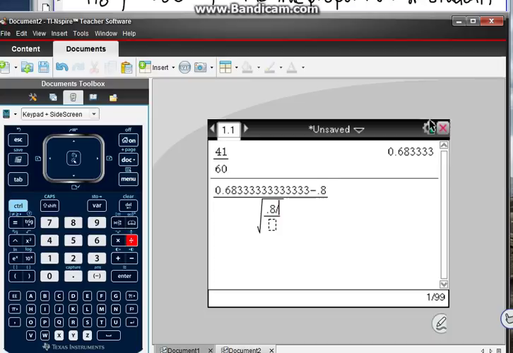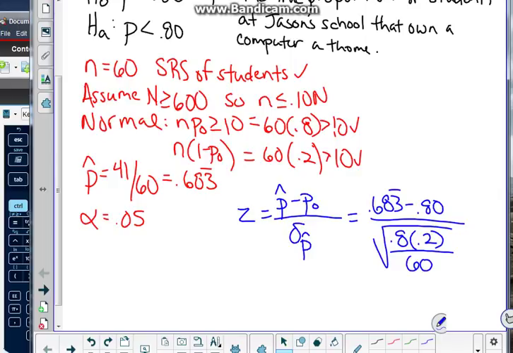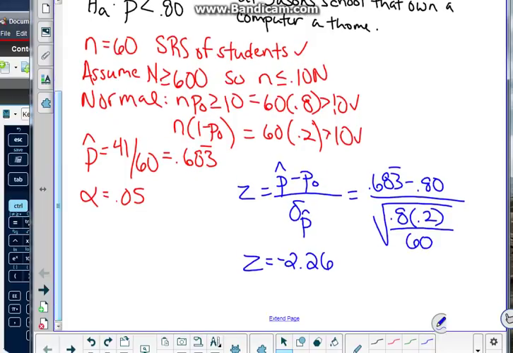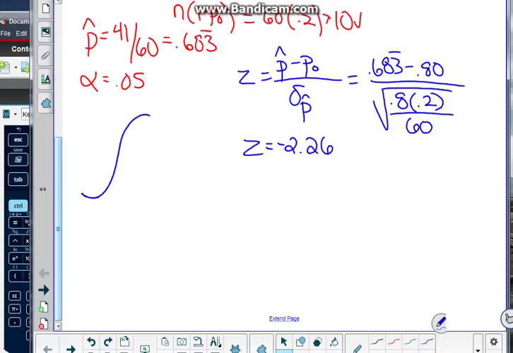0.8, not divided by, times 0.2 divided by 60. We get negative 2.259. We'll go and round that to negative 2.26. So that's my z star. Or not my z star, I'm sorry, my z, my test statistic. Negative 2.26. So what that's telling us is that if we were to look at the sampling distribution of all possible samples of 60 students from Jason's school, the mean would be, we assume, 0.80.